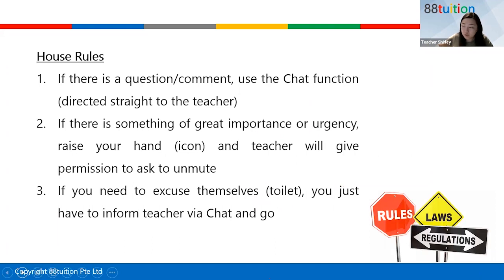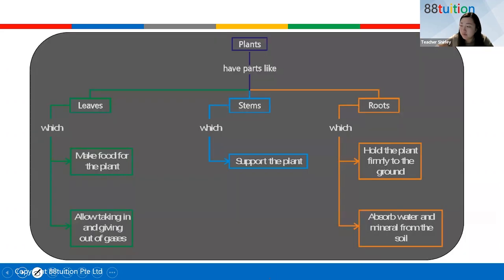So if there is a question, some house rules again, just use the chat function and type in. If it's really urgent, you can click on the icon to raise your hand, right? To ask. And then I will definitely give you the permission to unmute yourself. I think all of you are doing a great job now, turning on your video and unmuting yourselves. Now, if you really, really need to go to the toilet, because I'm sure when nature calls, you need to go, you can just inform me via chat and go.